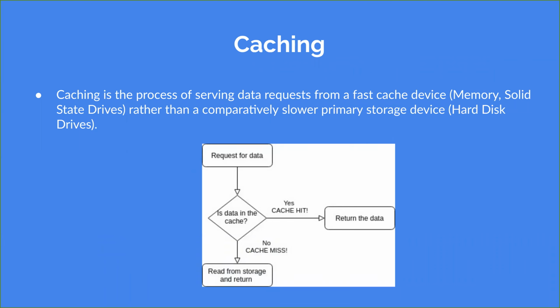Caching is the process of serving data requests from a fast cache, which is a memory or solid state drive, rather than a comparatively slower device. So what happens is that when you're requesting data, if the data is present in the cache, it is recorded as a cache hit and we return the data. If it is not present in the cache, then it is recorded as a cache miss and you read from the storage and return it.